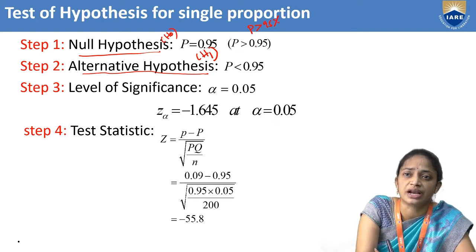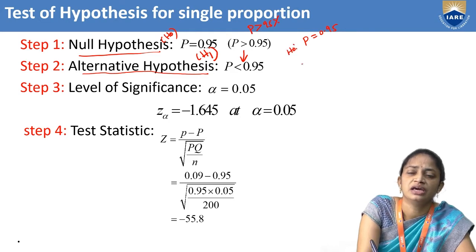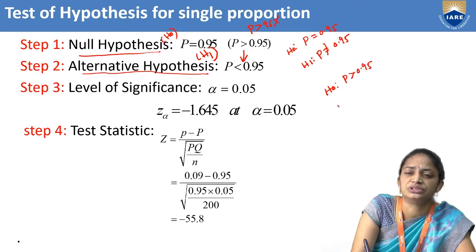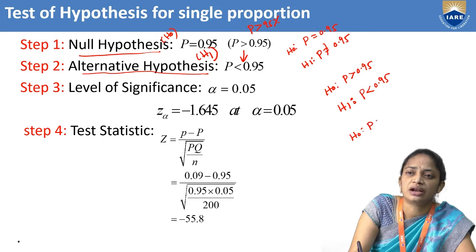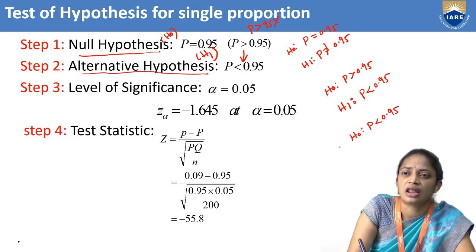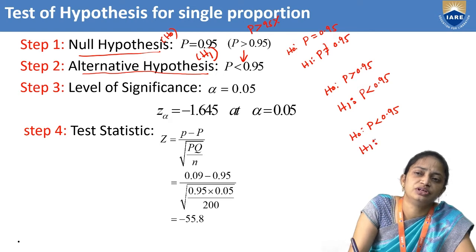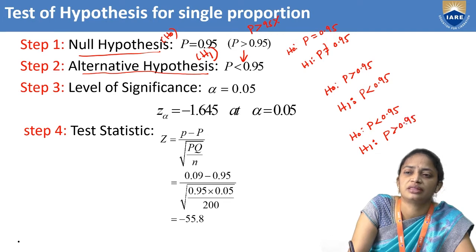If the null hypothesis takes p equal to 0.95, the alternative hypothesis takes p not equal to 0.95. If you take p greater than 0.95 in the null hypothesis, then in the alternative hypothesis you take p less than 0.95. If you take p less than 0.95 in the null hypothesis, then in the alternative hypothesis we take the opposite: p greater than 0.95.